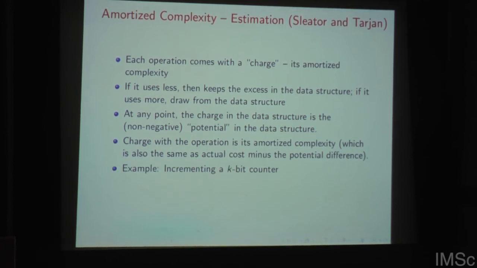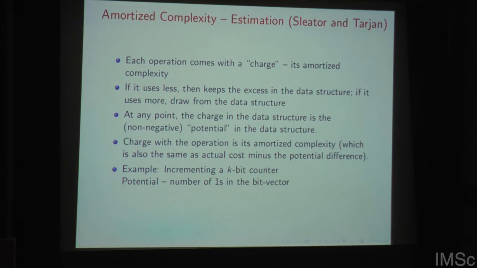So for example, for incrementing a k-bit counter, every operation will come with a charge of 2 to show that the amortized cost is 2, and we will have the potential, which is the number of ones in the string. So whenever my increment operation takes a long time, ones are changed to 0, so the potential drops from the data structure.